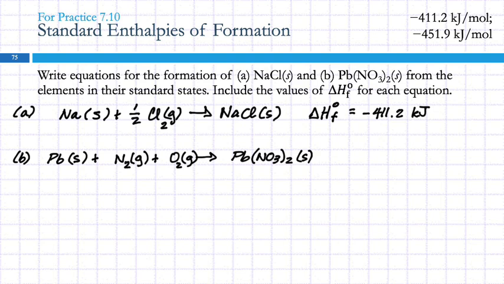We have to balance this without putting a coefficient on the product. There's one lead here and one lead there, so that's nice. How many nitrogens are in this guy? 2. Nice, there's 2 nitrogens over here. How many oxygens in here? 6. So I need to put a 3 here to get 6 oxygen atoms.